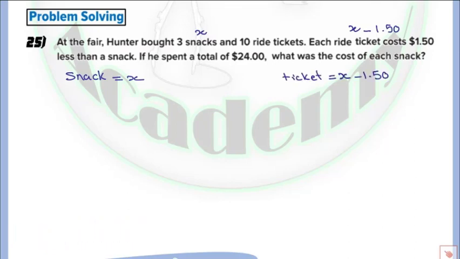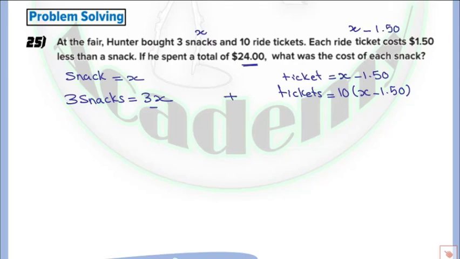Now he bought 3 snacks. So it will be 3 multiplied by x, which is 3x. And the 10 tickets means 10 multiplied by (x minus 1.50). The total cost is 24. The total cost means we add them. Once we add the price of the 3 snacks and the price of the 10 tickets, it will be equal to 24. So 3x plus 10 multiplied by (x minus 1.50). The total cost now will be equal to $24.